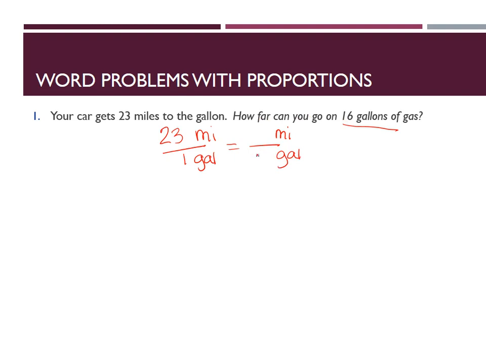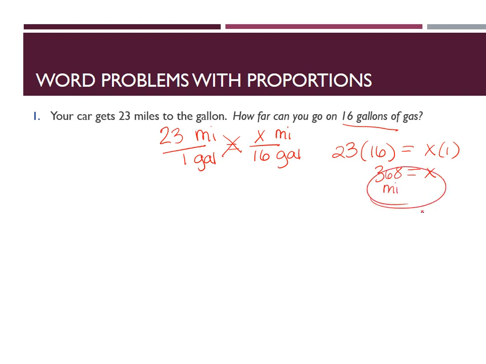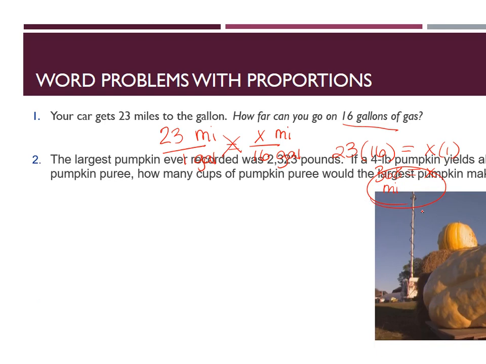So for 16 gallons, I'm going to put the 16 down here with the gallons, and I'm trying to figure out how many miles I can go. So that's my X. And then you can just do cross products. So I have 23 times 16 equals X times 1. So that's just X. 23 times 16 is, I don't know that off the top of my head, 368. So you can go 368 miles. Okay.